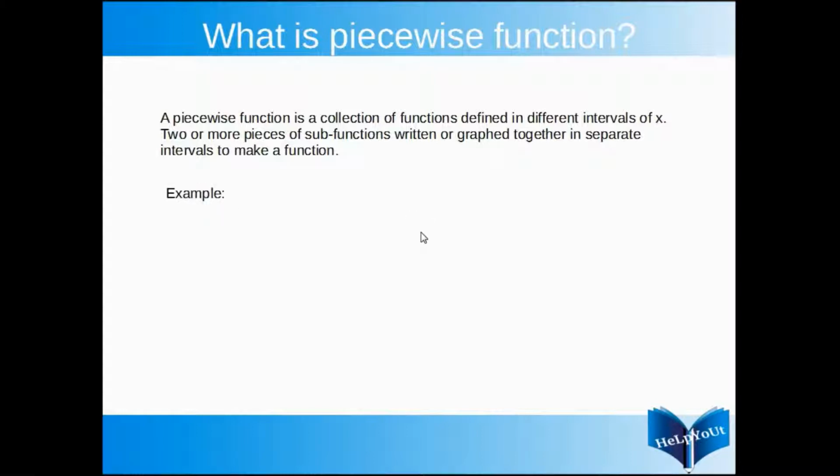So let's see some example from piecewise function. Example: f(x) equals 2x minus 1 when x is less than or equal to 3, then x squared when x is between 3 and 6, then again x plus 5 when x is greater than 6. See, here those three are separate functions, and they are defined in different intervals, and when they are written together, then it is called piecewise function.